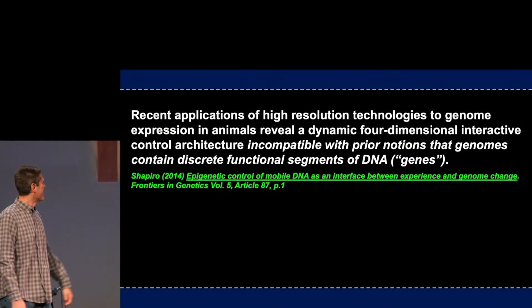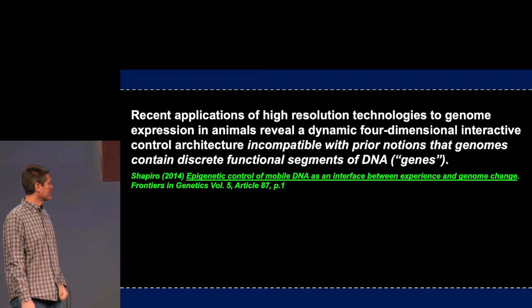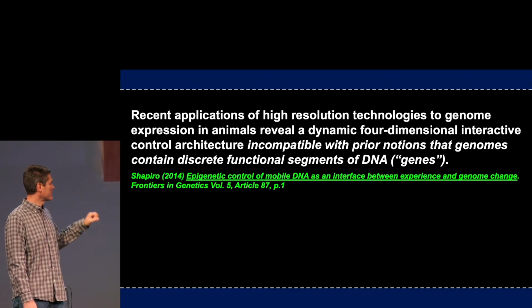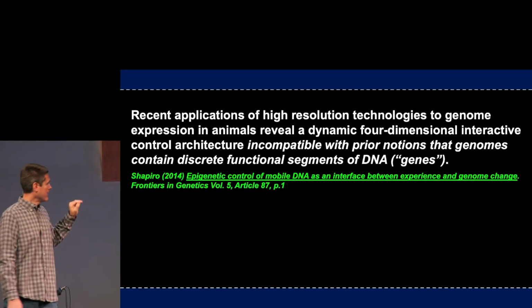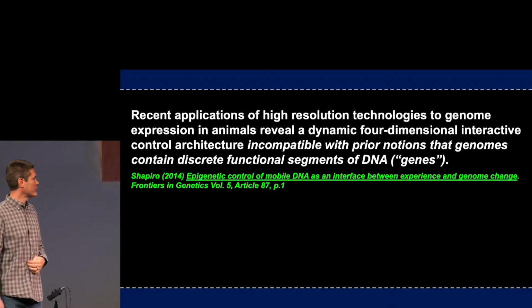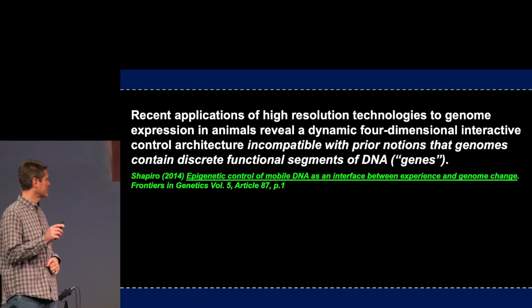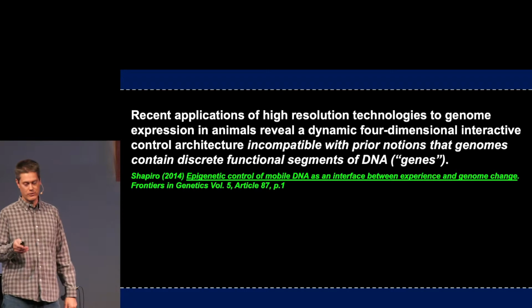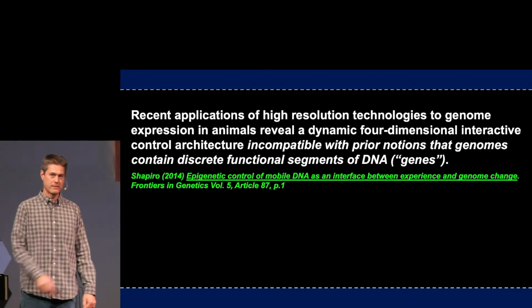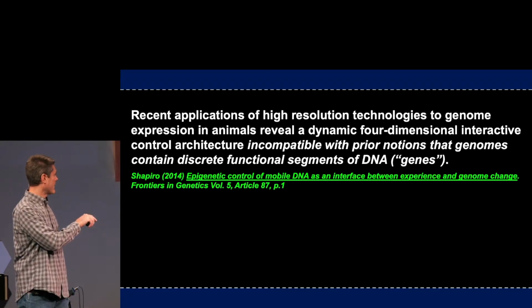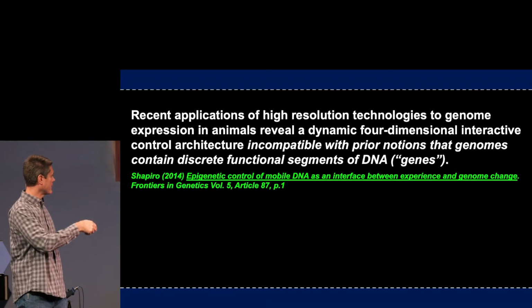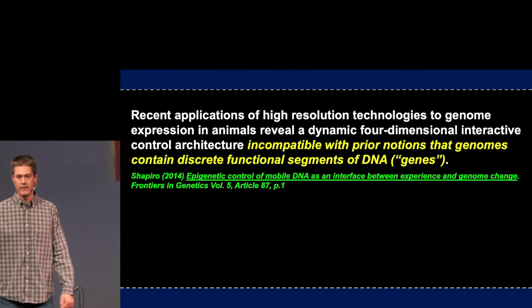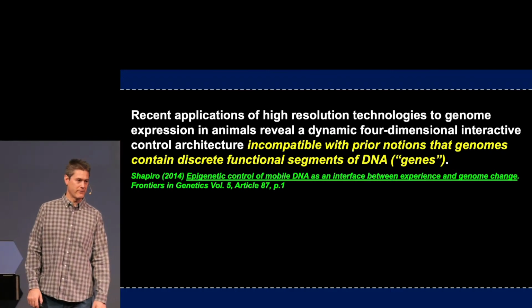Here's another one. Recent applications of high-resolution technologies to genome expression in animals reveal a dynamic, four-dimensional, interactive control architecture incompatible with prior notions that genomes contain discrete functional segments of DNA called genes. What they're saying is that what you've been taught about genes controlling genetic expression and traits is wrong. The entire DNA is involved.